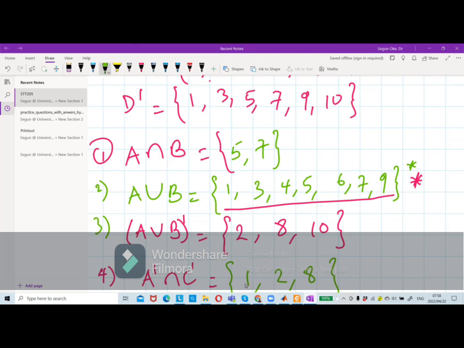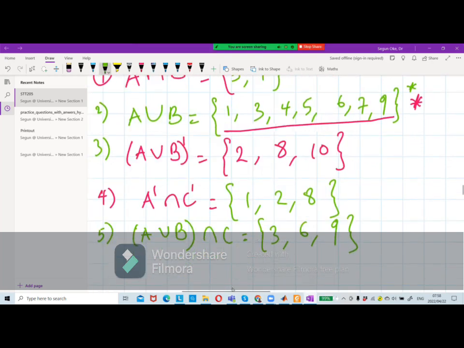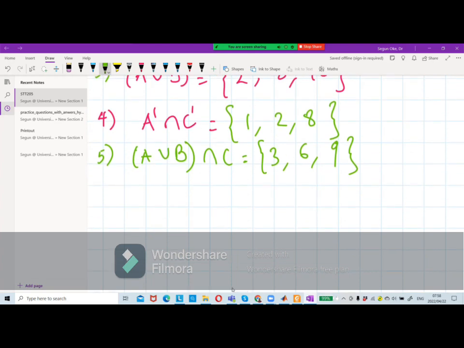So it's simple and it is very technical. If you don't follow the steps, if you don't solve one correctly, you might miss all. So please, let's be patient when we are doing set theory.